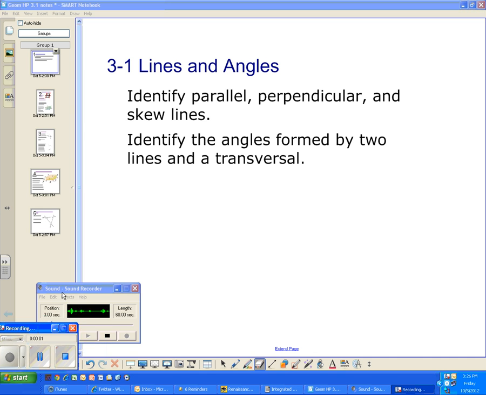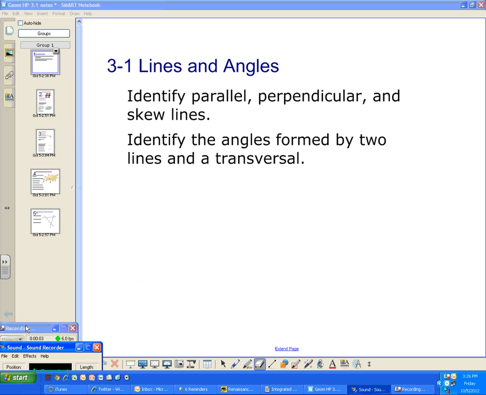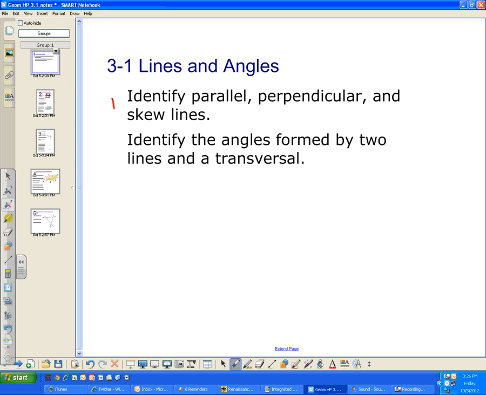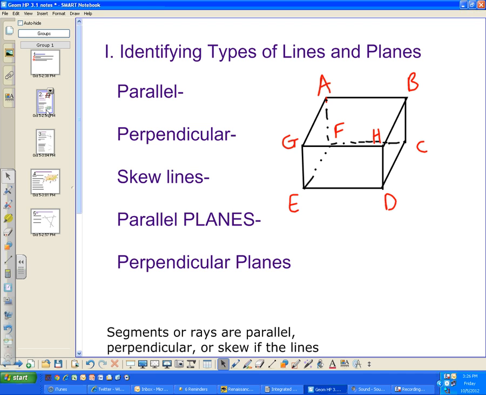All right, chapter 3, we start talking about lines, and this first section again is going to be heavily emphasized on vocabulary. We're going to talk about lines and angles. By the end of the video, you should be able to identify parallel, perpendicular, and skew lines, as well as identify the angles formed by two lines and a transversal. So some of the vocab that we're going to talk about, you've already heard.